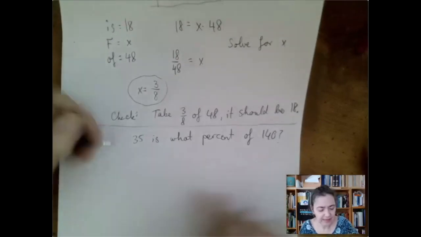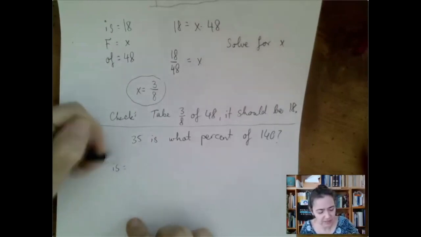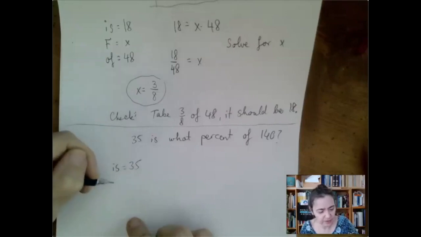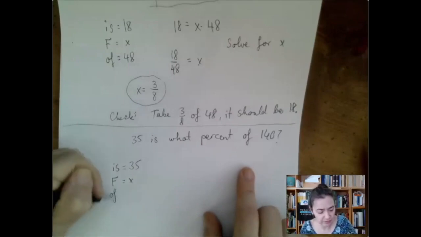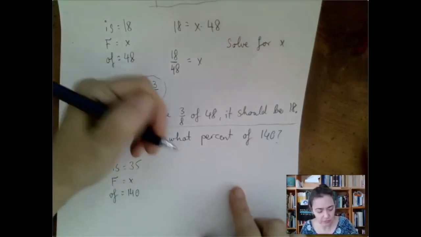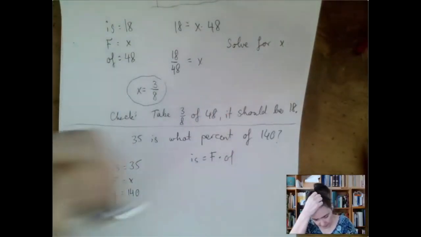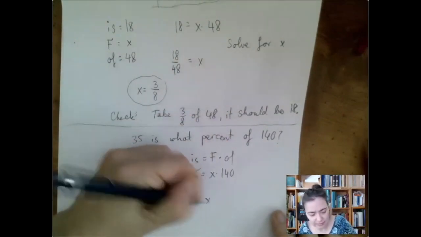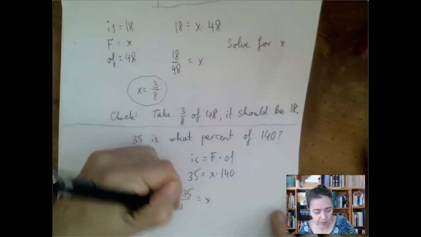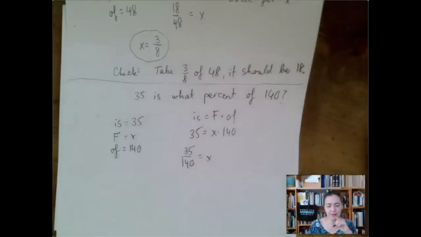So again, "is," you see now the word is not before, but right after. So it's still close enough. The "is" number is 35. The fraction is asked, what percent, what fraction, and the "of" number is 140, and the formula is always "is" equals fraction times "of." So 35 is x times 140. So the problem is so far identical, but now we're going for not a reduced fraction, but we want a denominator of 100.